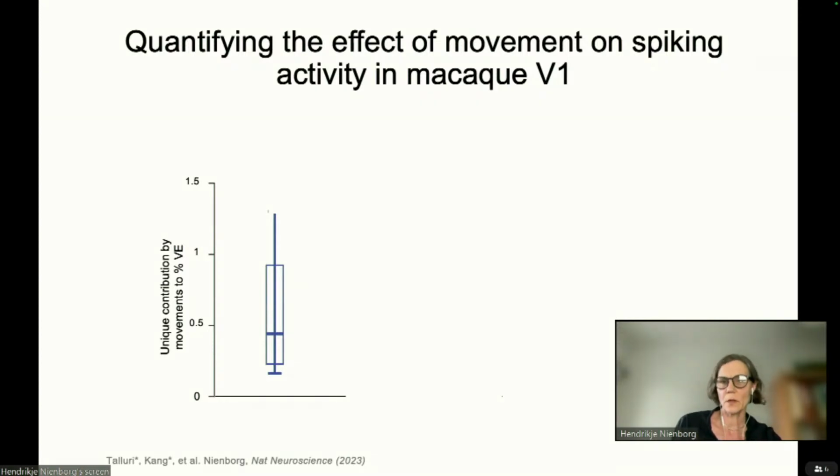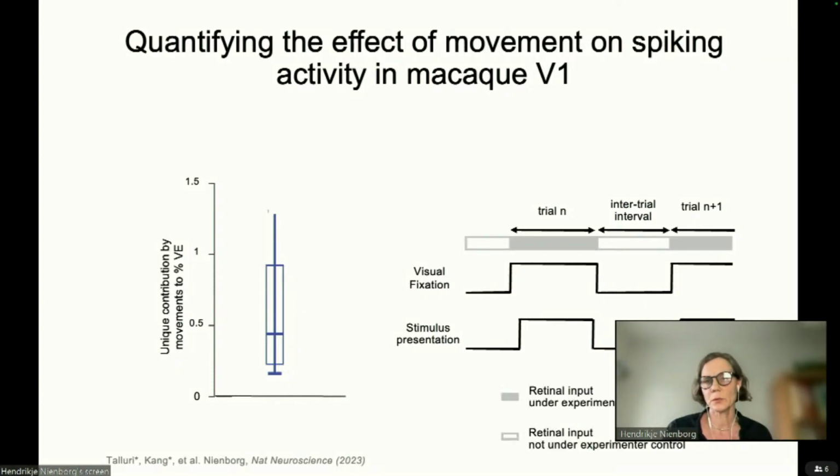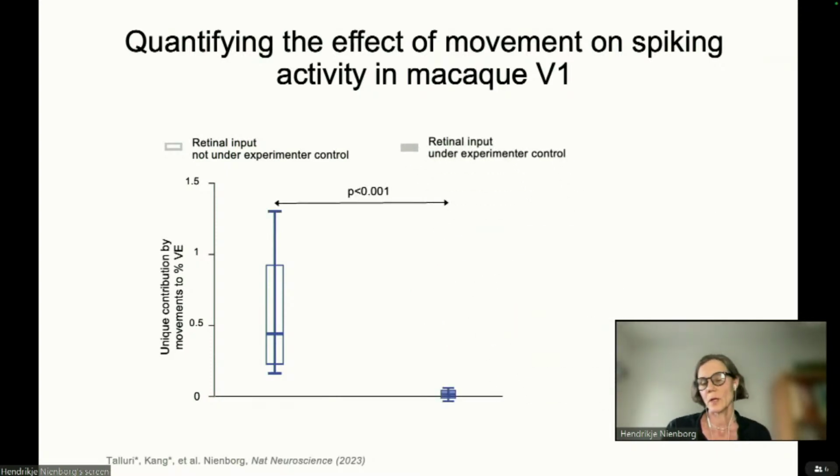But then there's a wrinkle to the story, and that is that we actually had different epochs. So the monkeys were required to maintain visual fixation, and then we had these intertrial epochs. And during these fixation epochs, the retinal input was under experimental control, but not so during these intertrial epochs. And the analysis that I've just shown you was actually for those epochs when the retinal input was not under experimental control. When we did the same analysis for these epochs when the retinal input was under experimental control, even this small contribution by movements completely disappeared. And it was highly statistically significant.